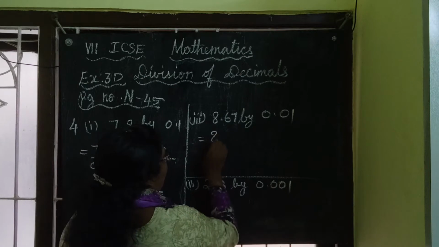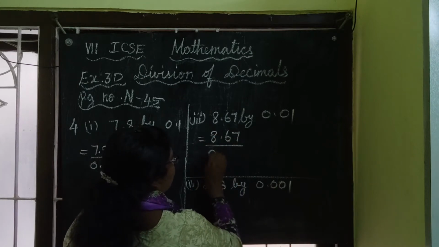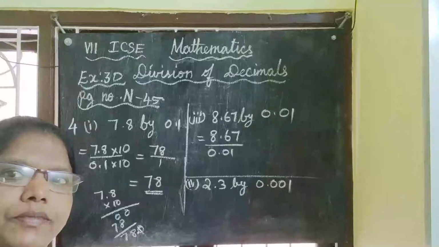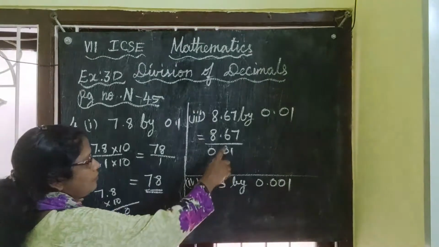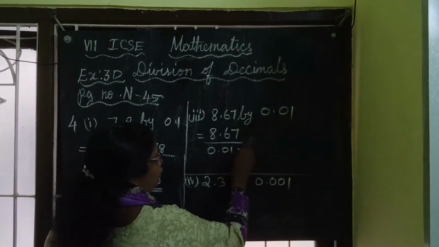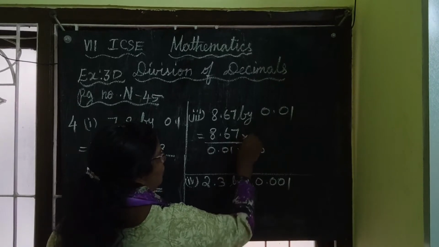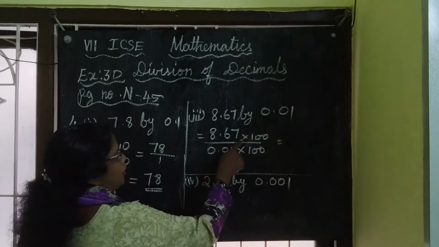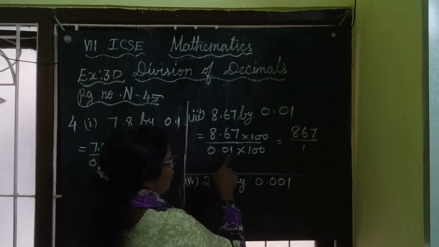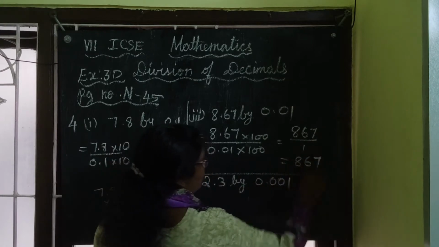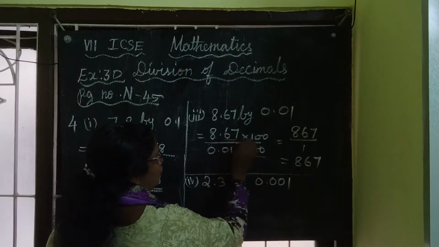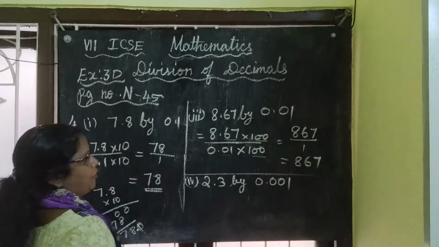Here you see, 8.67 is divided by 0.01. Now you say, how many decimal digits do we have? 2 decimals. So we must multiply this also by 100, this also by 100. So the 2 decimals will get cancelled. So 867 divided by 1 is equal to 867. For this 2 decimals, these 2 zeros will go. So we get a whole number.